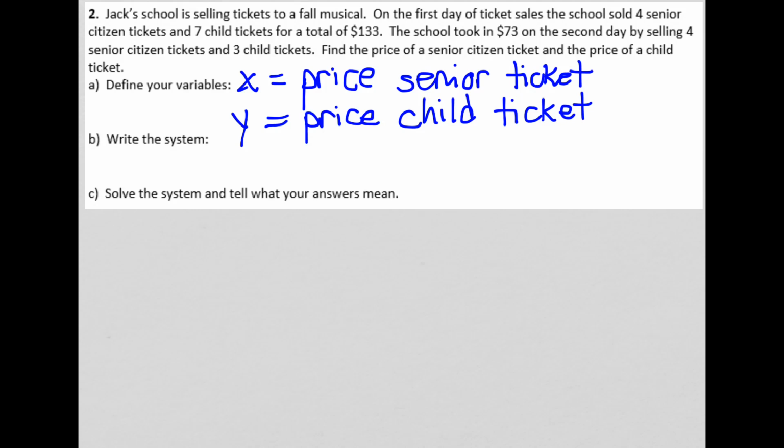Okay, let's write a system for this. Well, I don't know how much senior tickets cost. That's what X stands for. But I know on the first day I sold 4 of them. So that would sound like 4X. And I don't know how much a child's ticket costs, but I know on the first day I sold 7 of them. And all total we made $133. So that's kind of like the day 1 equation.